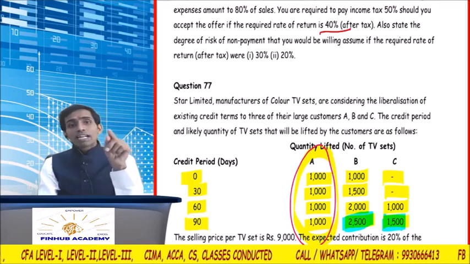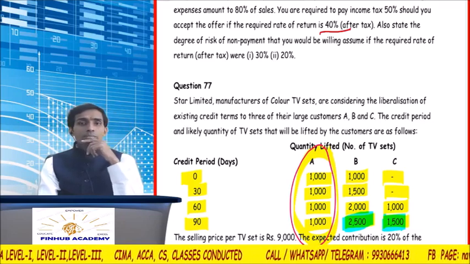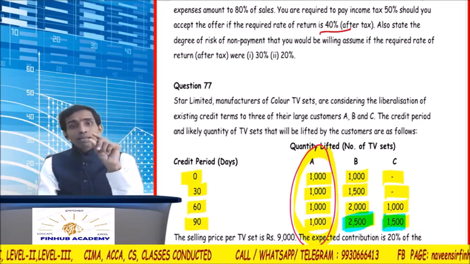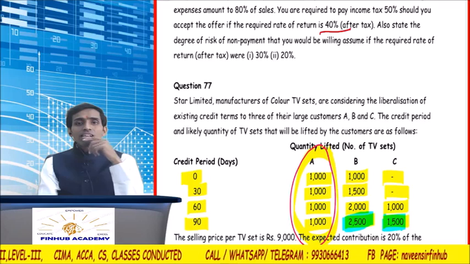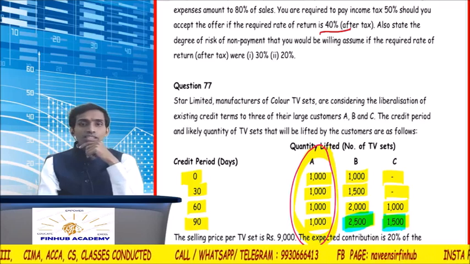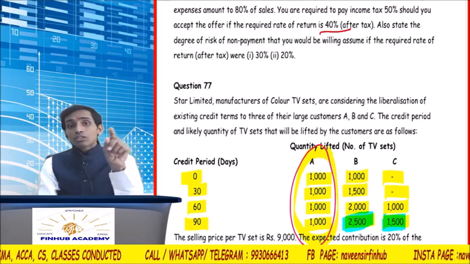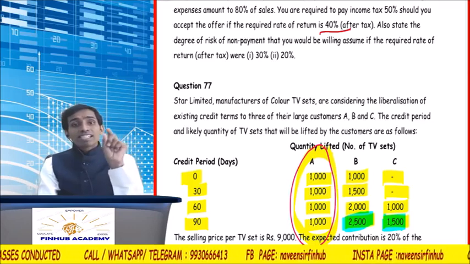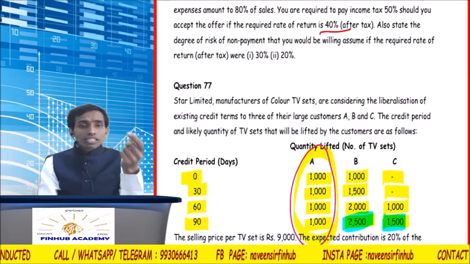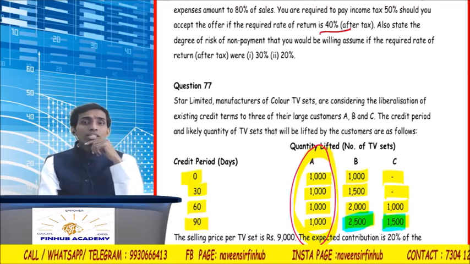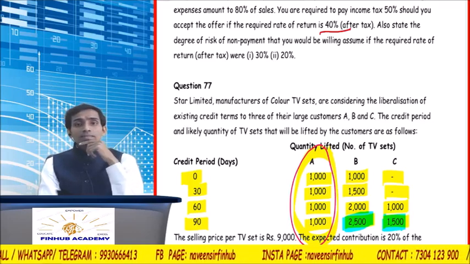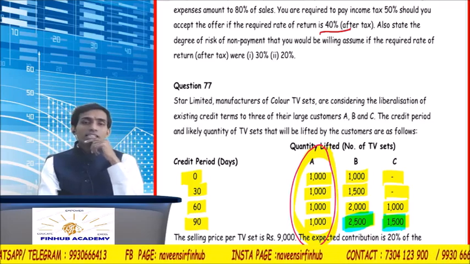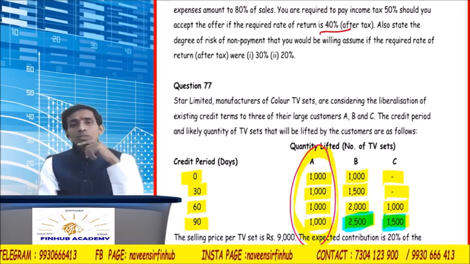Same way, if the required rate of return is 30% or 20%, then what will be that bad debts amount? That we have to calculate. Is it clear? So obviously 7,200 was in absolute terms. 7,200 on what sales? 60,000. So 7,200 divided by 60,000 into 100. What is the percentage of bad debts? 12%.